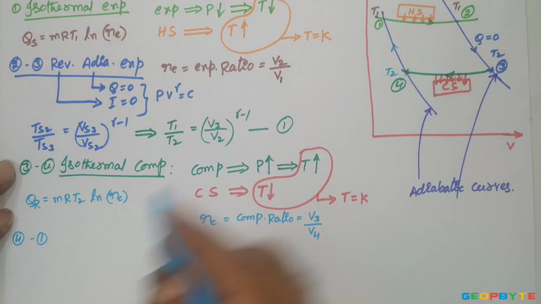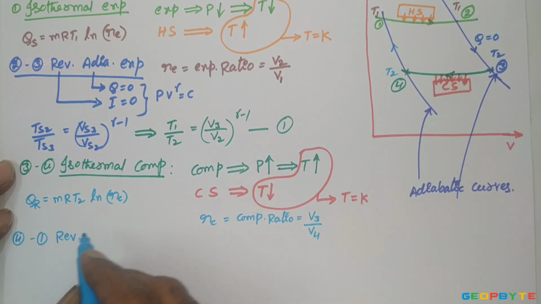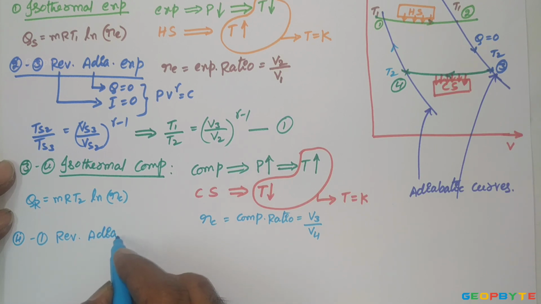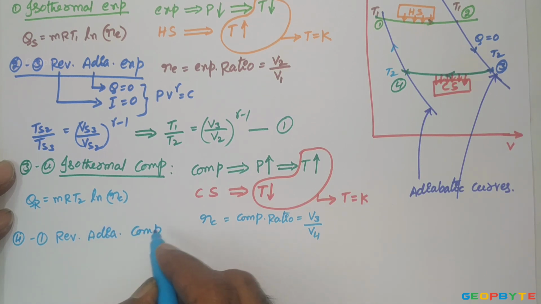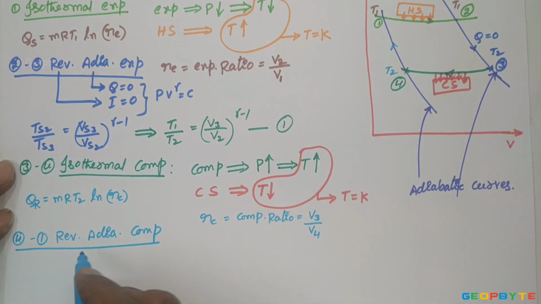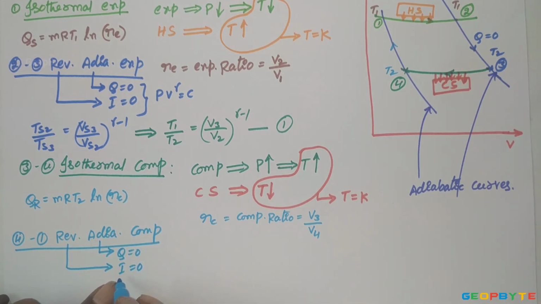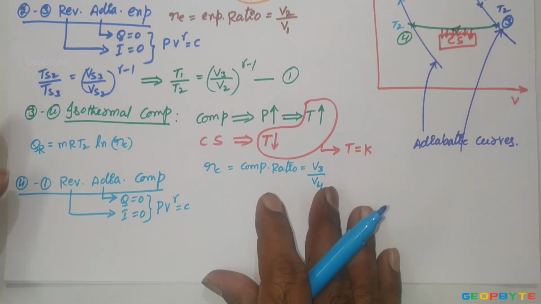reversible adiabatic compression. Here adiabatic means Q is 0, reversible means I is 0. Internal irreversibility I is 0, external irreversibility Q is 0 for reversible adiabatic process. For this kind of process, the rule is PV power gamma equal to constant.